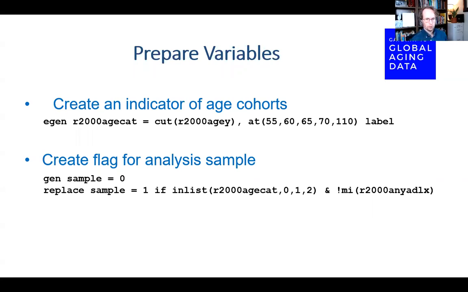So we're going to consider someone is in the sample if our age category had a value of 0, 1, or 2, which meant that their ages were between 55 and 69. And they were not missing this R2000 any ADL variable. They don't have a missing value for that. So meaning that in 2000, we know how their value changed between 2000 and 2012.